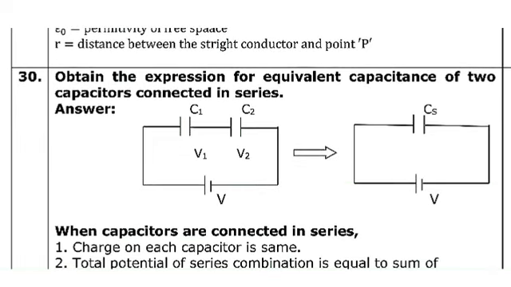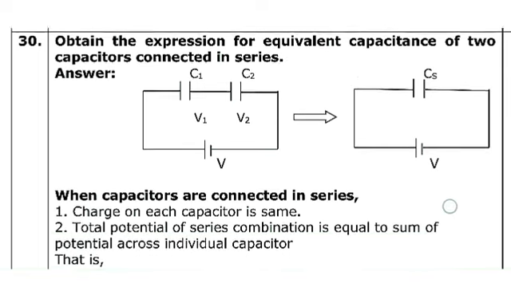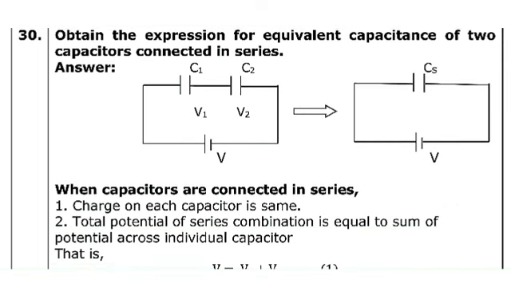Okay, question number 30. Obtain the expression for equivalent capacitance of two capacitors connected in series. We know that series connection means side by side connection. We have capacitor of capacitance C1 and C2.